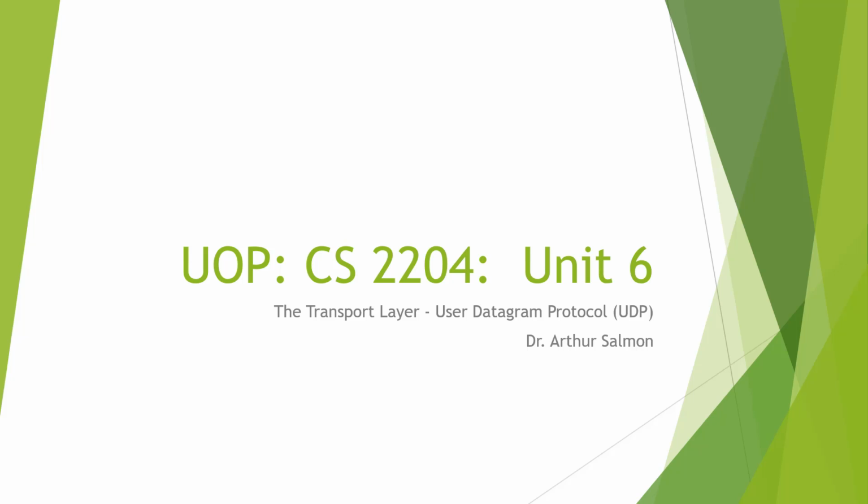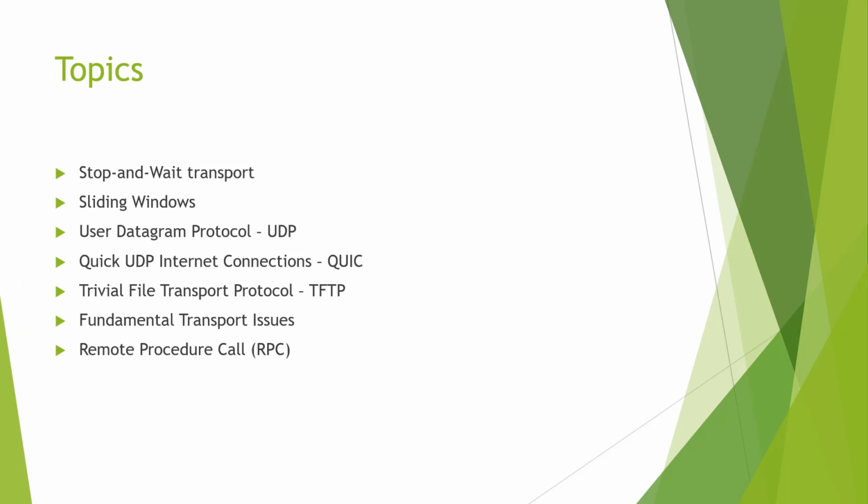UOP-CS2204 class. We're talking Unit 6, the Transport Layer, specifically the User Datagram Protocol, known as UDP. We have a few topics we're discussing in this lecture: stop-and-wait transport, sliding windows, UDP, QUIC, TFTP, overall transport issues, and we're going to end it with RPC.